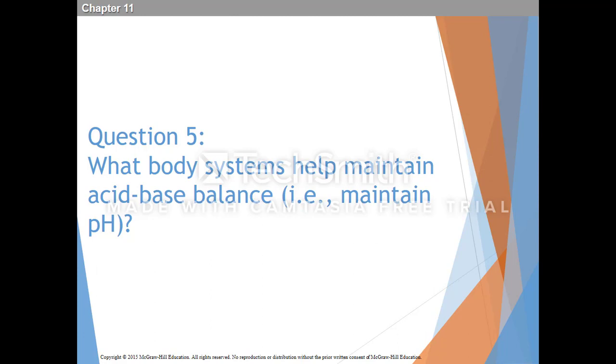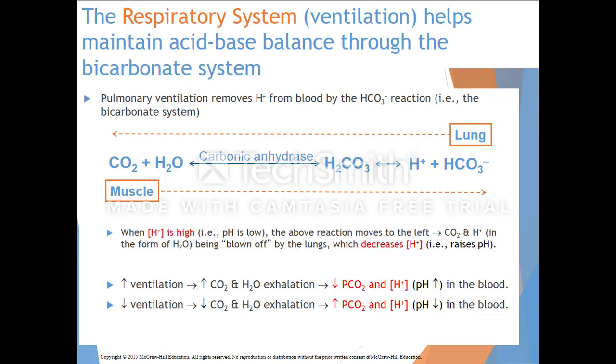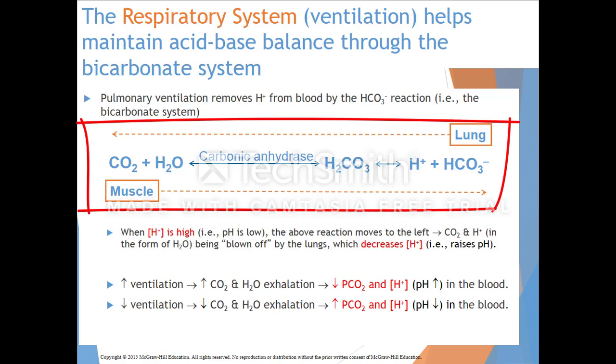And that leads us to our next question. What body systems help maintain acid-base balance? The first body system that you should be familiar with for its role in maintaining acid-base balance is the respiratory system, or the ventilatory system. The reason the respiratory system is able to help maintain acid-base balance is because it works essentially hand in hand with the bicarbonate system that we discussed in a previous chapter. You'll see the bicarbonate system is shown here in about the middle of this slide. I don't want you to memorize the system. I'm just putting it here for informational purposes.